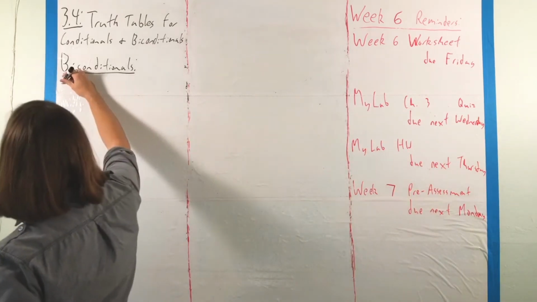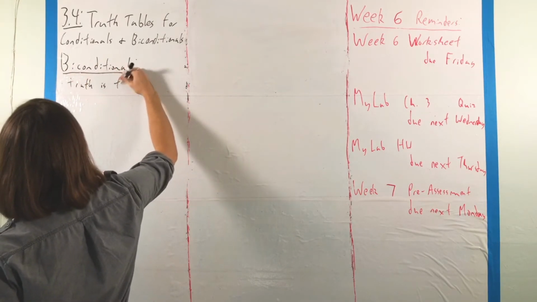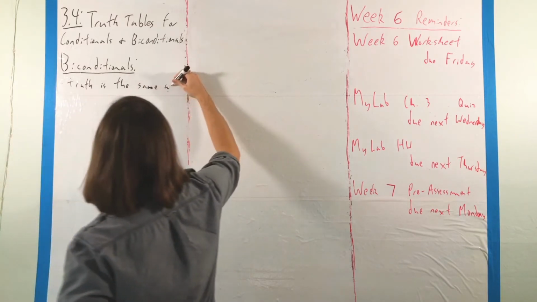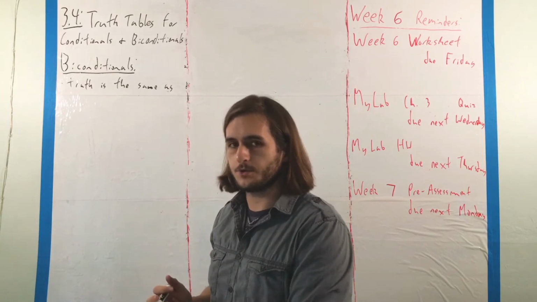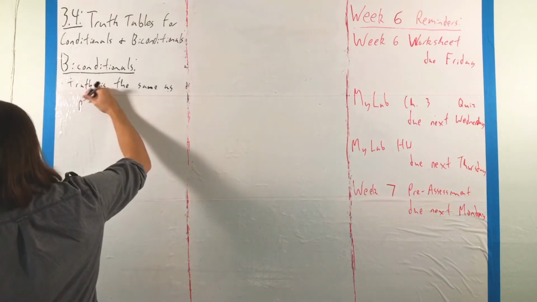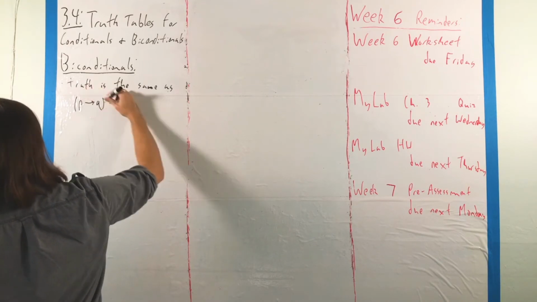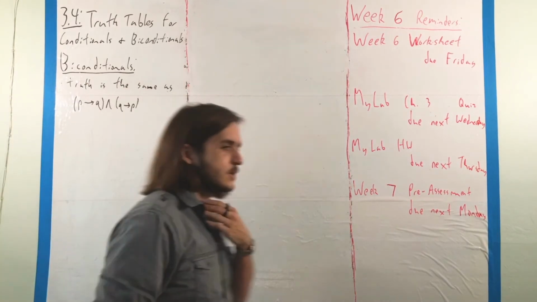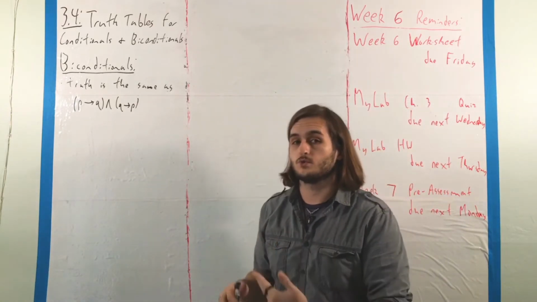So if you want to think about it one way, you might see that the truth values are the same as a conjunction of both single direction conditionals. That is, if you've got statements P and Q, the biconditional is the same as looking at P implies Q and Q implies P. Where what we really need in order for a biconditional to be true is that our pieces have the same truth value.